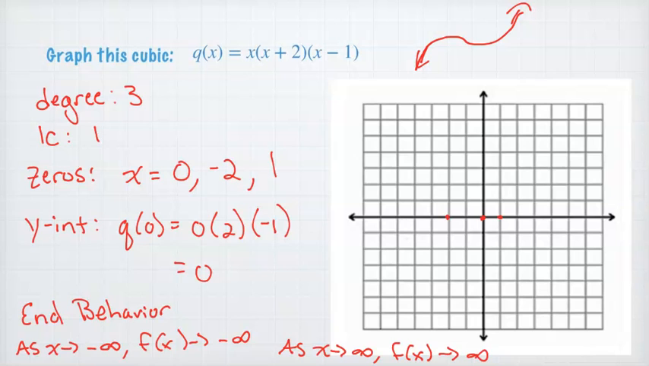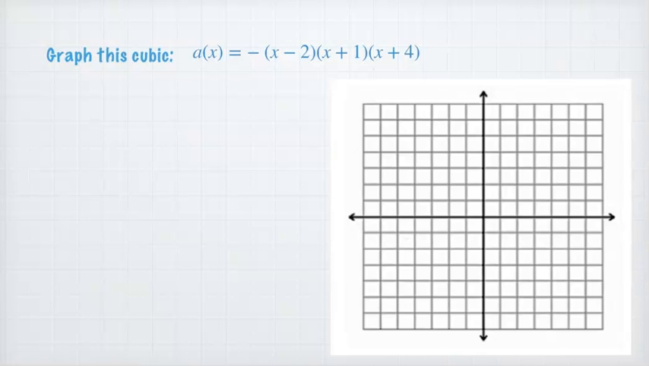Okay, well now I have a lot of information. I'm going to start low because my end behavior is low on the left. I'm going to come up through my first 0, down through my second 0, and up through my third 0. And I've graphed a cubic, okay? All 3 of these zeros have a multiplicity of 1, so my graph went straight through each 0. There was no funny business.